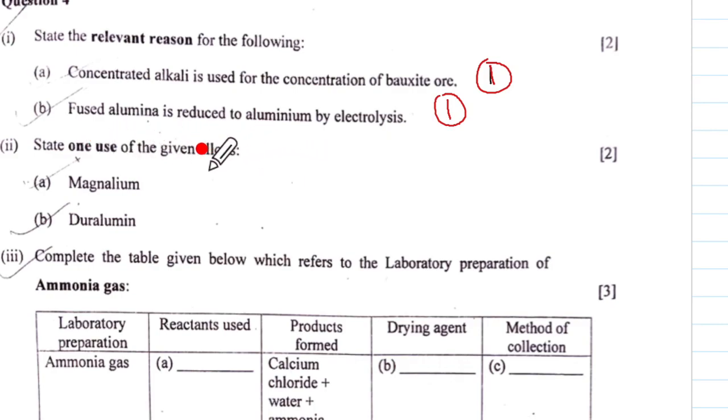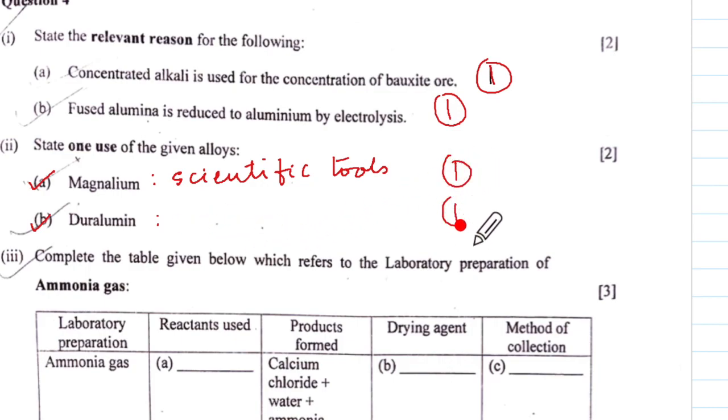State one use of the given alloy. Now magnalium and duralumin. Now magnalium is a light, tough and hard alloy of aluminium, and it is used in scientific tools. You can write this or you can take any other use from your textbook. And where is duralumin used? That's right, it is used in aircrafts, right? So you write that and that will give you your 1 mark each, and that's how you get your full marks.